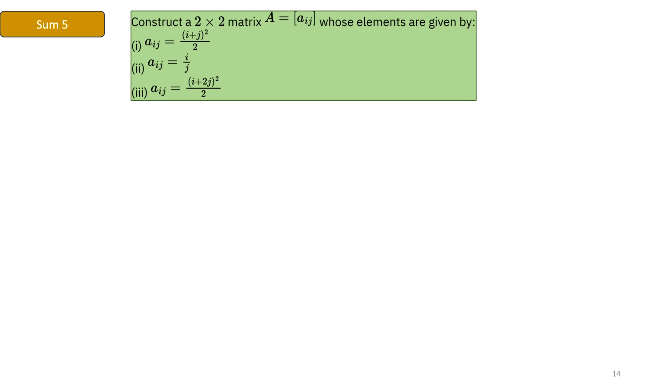Sum number 5. Construct a 2 by 2 matrix A whose elements are given by Aij equals (i plus j) whole squared by 2, Aij equals i by j, and Aij equals (i plus 2j) whole squared by 2.